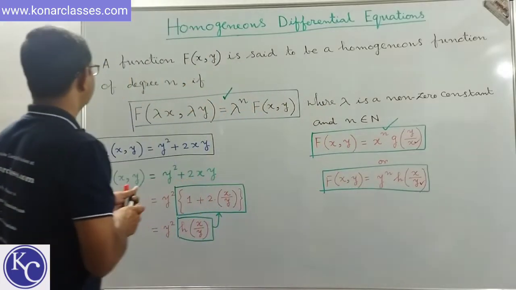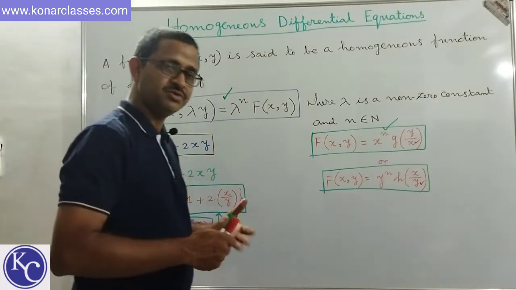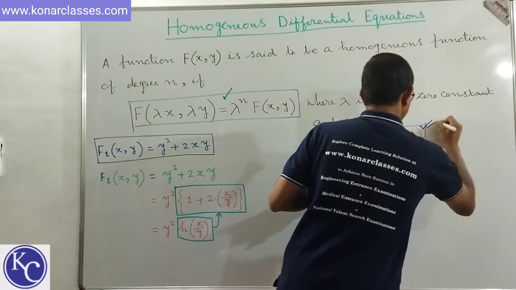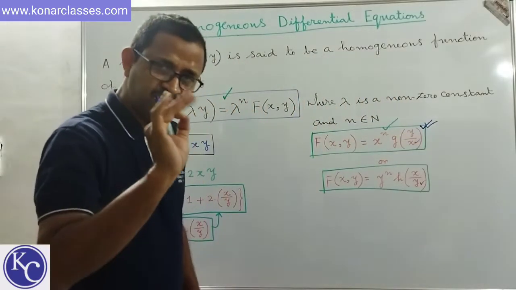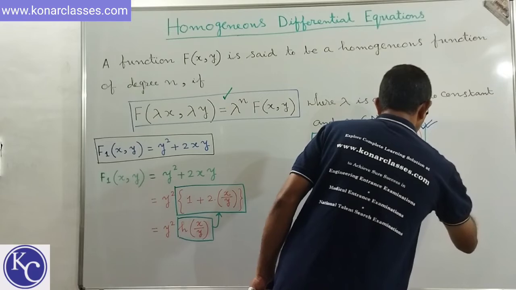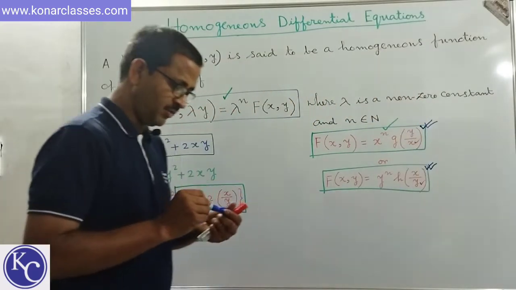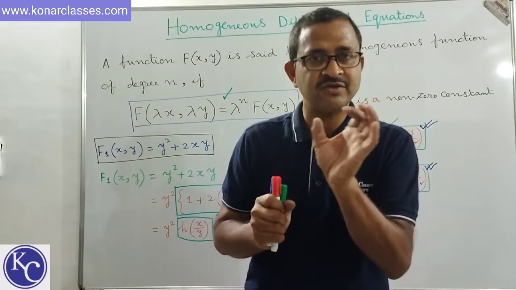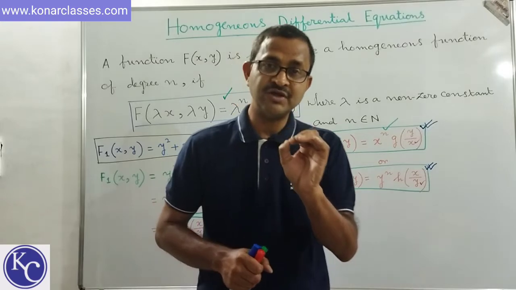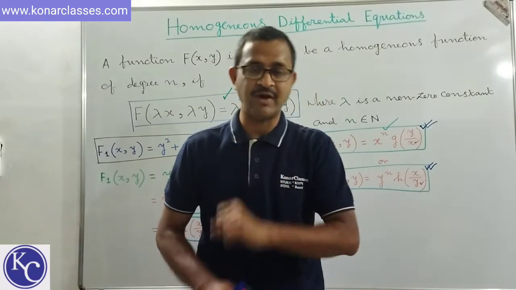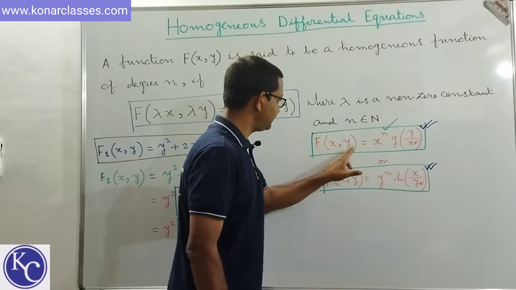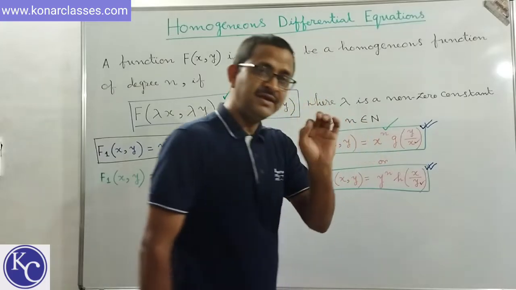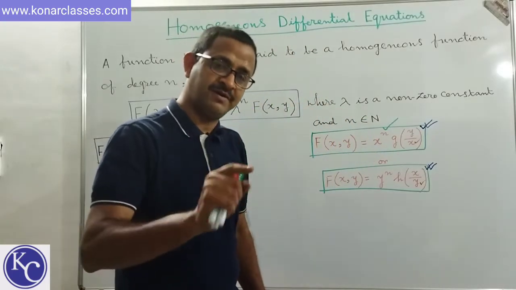As long as the solution of a homogeneous differential equation is concerned, in most of the cases we will be using this particular method. In very few cases we will see this method as well. Okay, we will see one by one. So dear students, what we can say, that a function f(x, y) is said to be a homogeneous function of degree n in x and y if that function can be expressed as x to the power n into g y by x, where n is any natural number, that is, belongs to capital N.